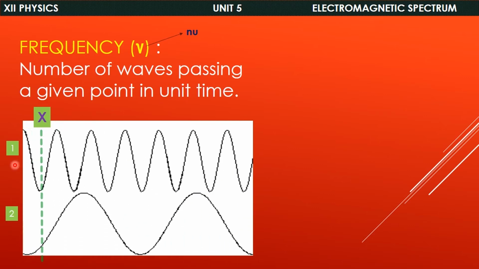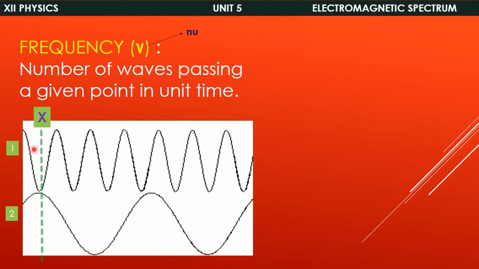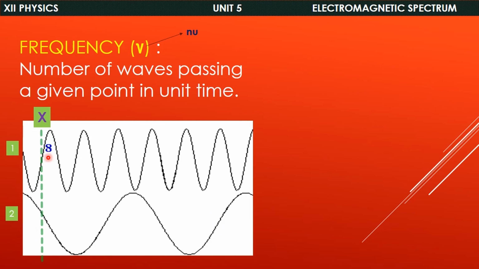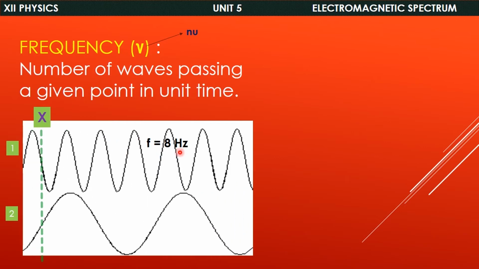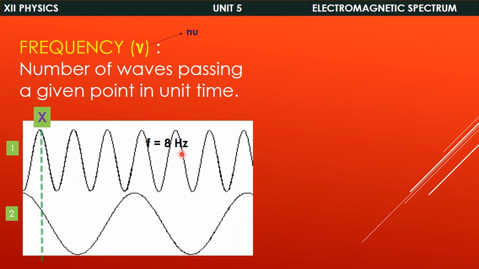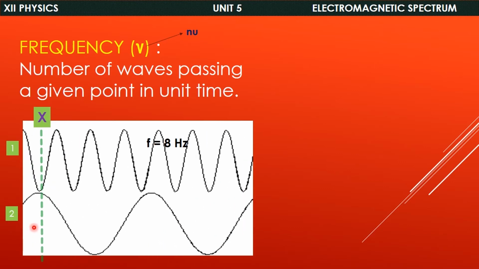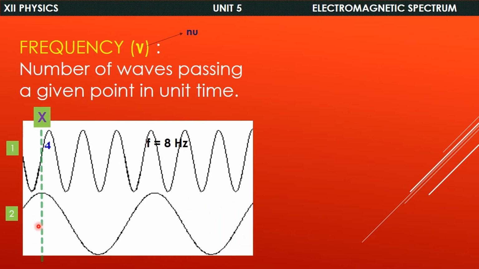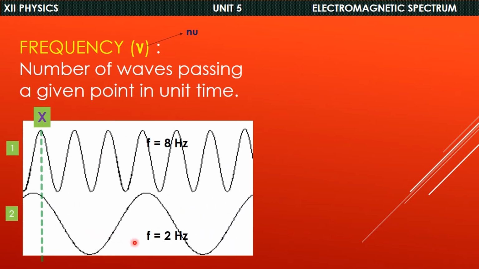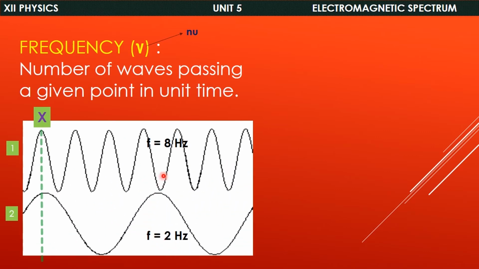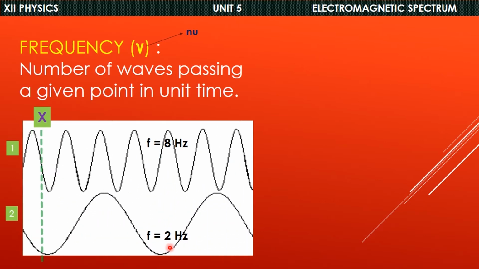In case 1, in 1 second, the number of waves crossing the given point x is 8. So, the frequency of the first wave is 8 Hz. Here, Hz is the unit of frequency. In the second case, in 1 second, the number of waves crossing the given point x is 2. So, the frequency of the second wave is 2 Hz. So, the frequency of the first wave is 8 Hz and that of the second wave is 2 Hz.